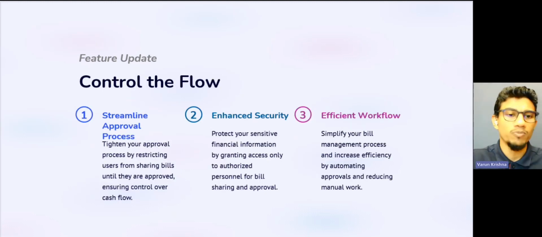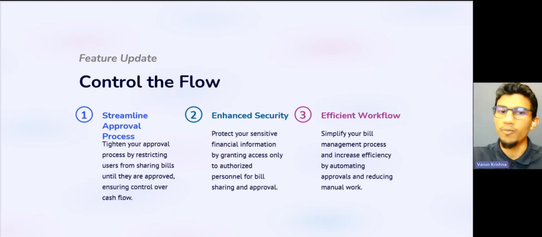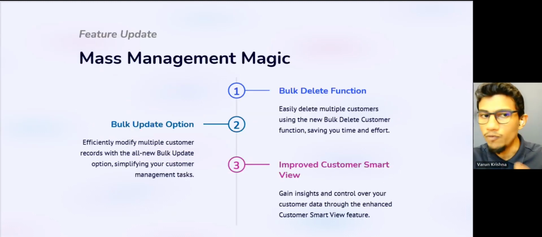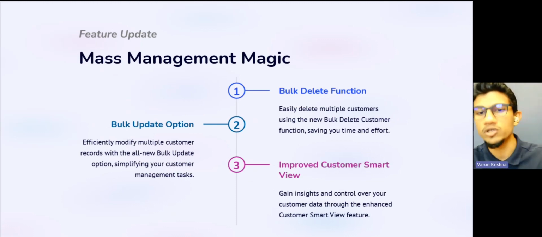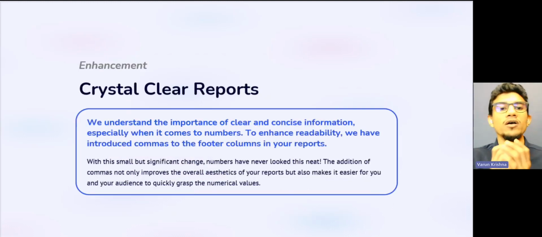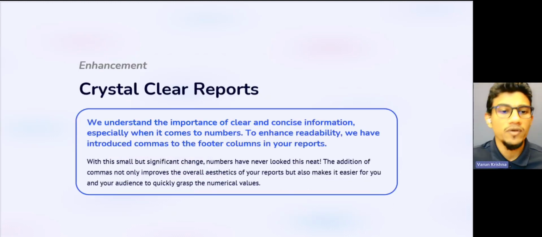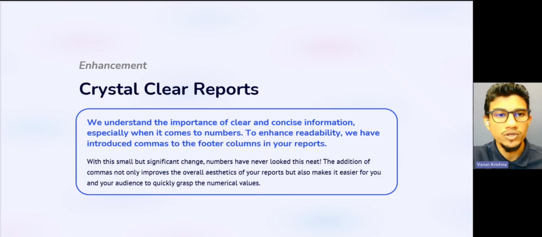Then we have the approval process. Now we can restrict the users from sharing the bills which are not approved. And you saw different options available to us under the approval feature as well. Then we have the mass management magic when it comes to the customers module. We have introduced the bulk delete and the bulk update option. Then we have the report visibility. We have introduced commas to the footer columns in our reports.